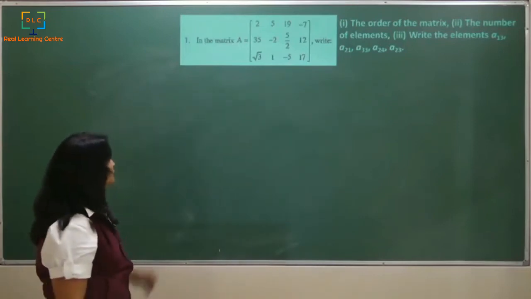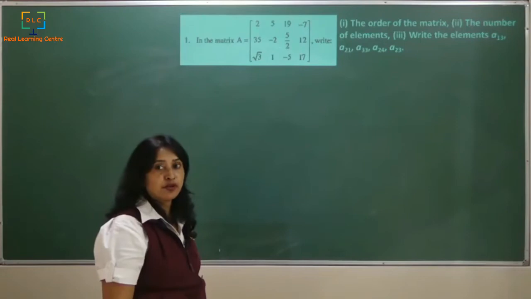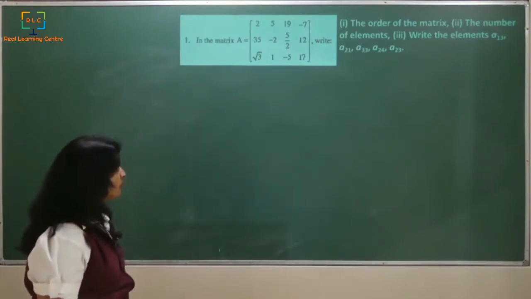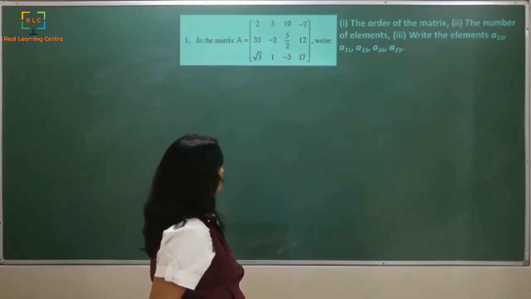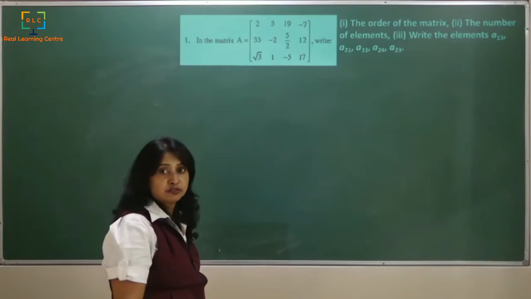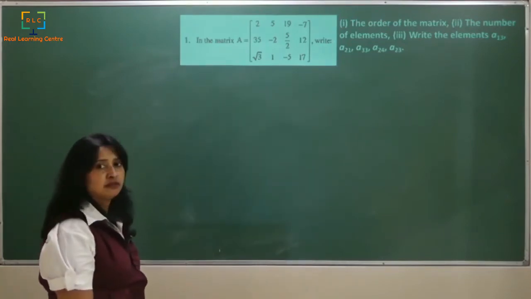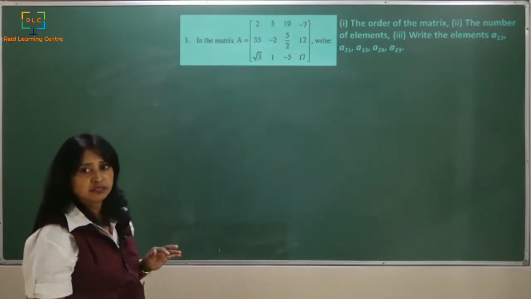Okay, here goes exercise 3.1, question number 1. The order of the matrix, the number of the elements, and the elements which are present in A13, A21, A33, A24 and A23 are to be written. A very simple question where you have to only understand the physical nature of that matrix.